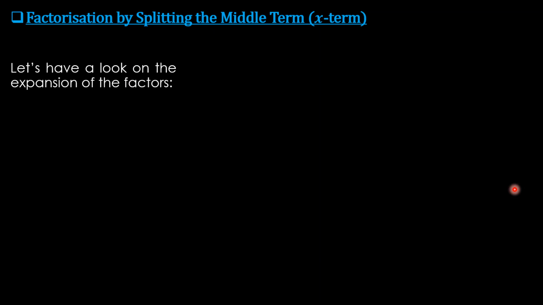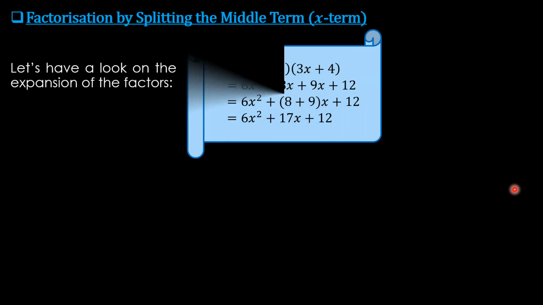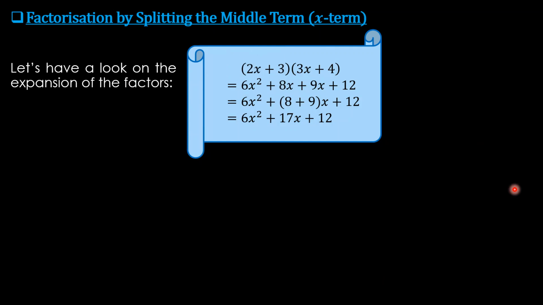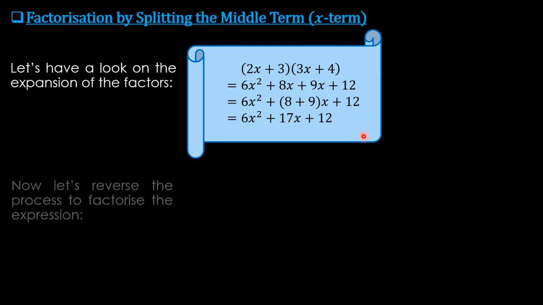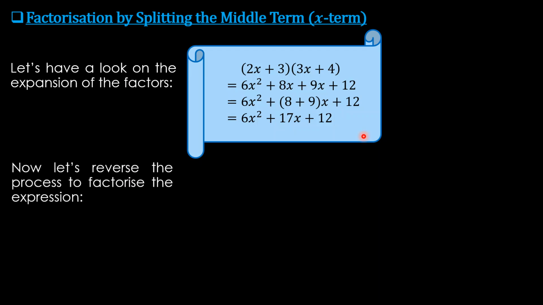Let's have a look at the expansion of the factors (2x + 3)(3x + 4). So we multiply 2x times 3x, 6x², then 2x by 4, 8x, then 3 by 3x, 9x, 3 multiplied by 4, 12. So 6x² + (8 + 9)x + 12, which is 6x² + 17x + 12. Now let's reverse the process to factorize the expression.